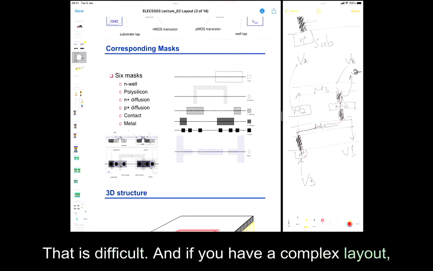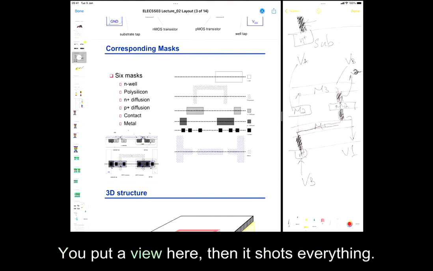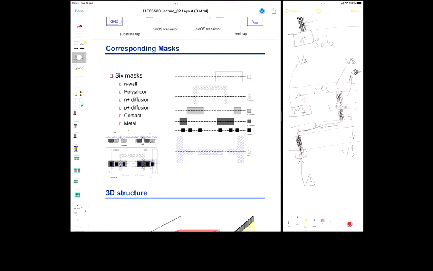And if you have a complex layout, you need to debug it. Accidentally, you put a via here, then it shorts everything. Then you need to debug. That is also difficult.